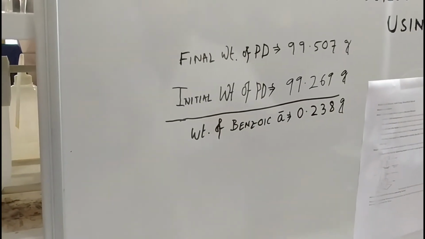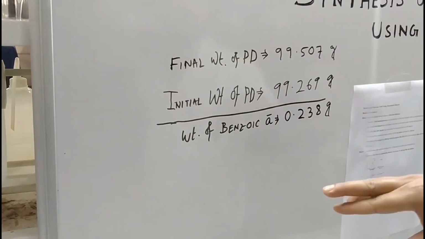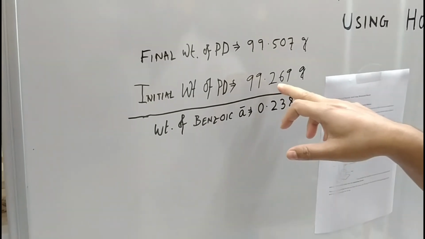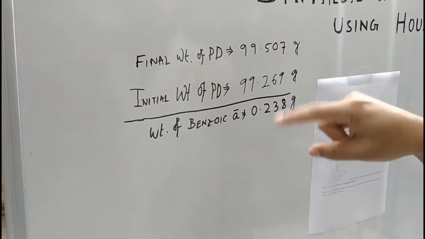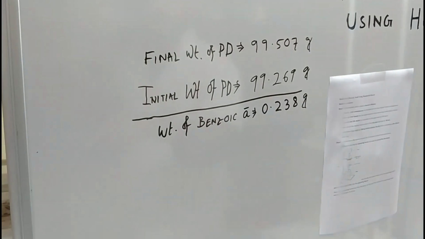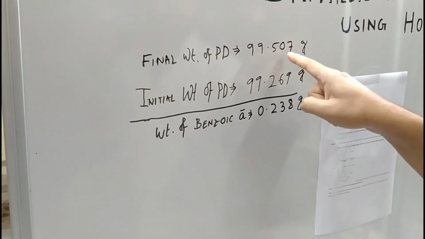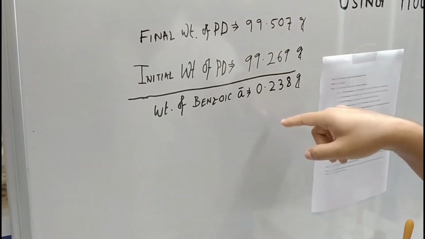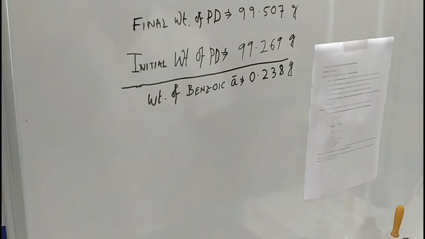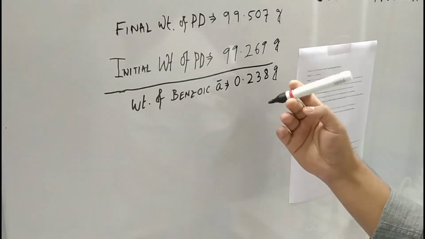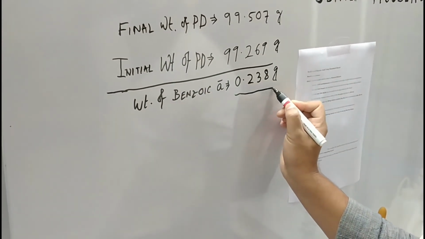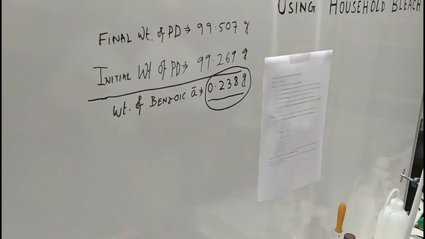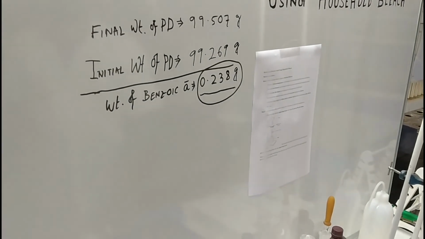Okay, so the initial weight of the petri dish that we measured is 99.269. And now what we got? The final weight including benzoic acid is 99.507 gram. So the weight of the benzoic acid is the difference of these two, which is 0.238 gram. So this much benzoic acid we got from this preparation.